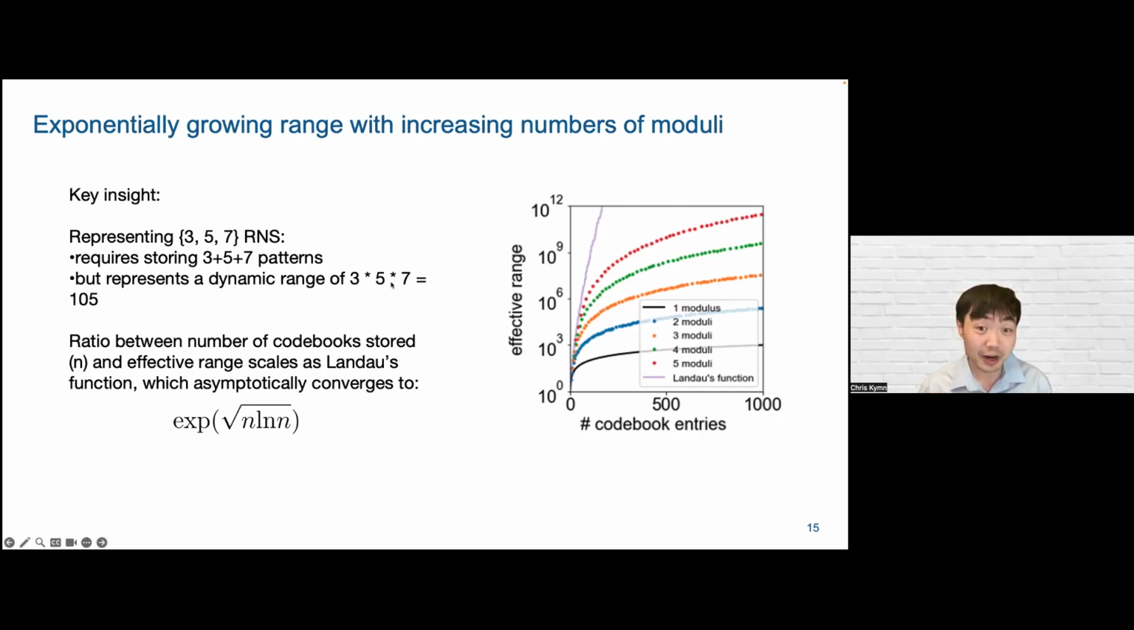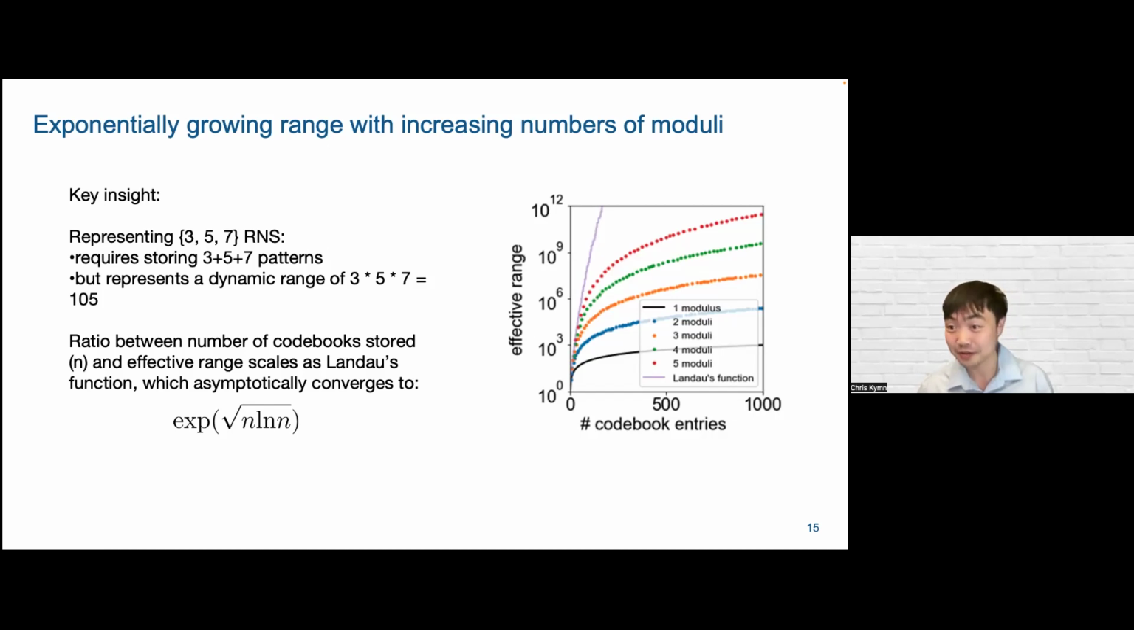A nice thing that can be proved mathematically is that you can calculate what the relationship is between the number of patterns that would be stored under this regime and what the maximal dynamic range would be. And the reason why is because it's nicely related to this problem in group theory about calculating the maximum order of an element from the group of permutations of a particular size.